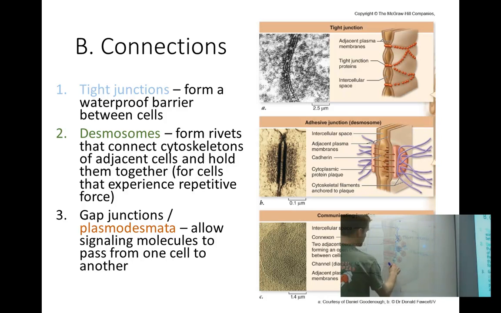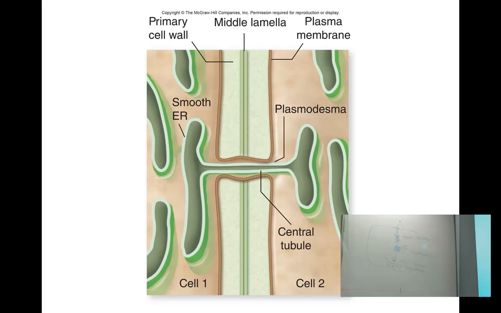Okay, in a plant cell, they have similar structures that span between cells that are called plasmodesmata. Okay, this is a gap junction. But they function the same way. Okay, they're extensions of the smooth endoplasmic reticulum that then go into the other cell. All right, and we are done.